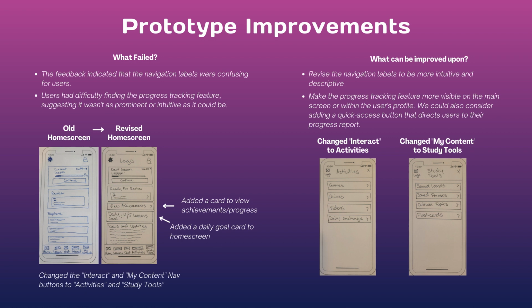One issue that came to light was the confusion around our navigation labels. Users were unsure what to expect when they clicked on certain buttons or links. This led to a lot of trial and error, which is not the smooth, intuitive experience we aim for. Another challenge was the visibility of the progress tracking feature. Users had difficulty locating this feature, which is crucial for monitoring their language learning progress. This indicated that we needed to make this feature more prominent and easier to access.